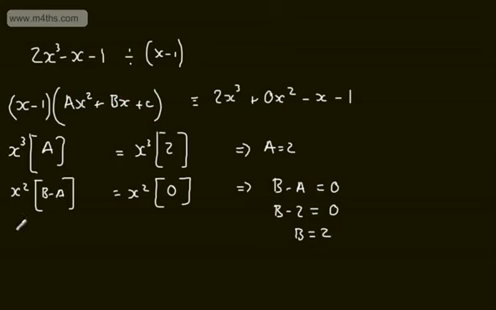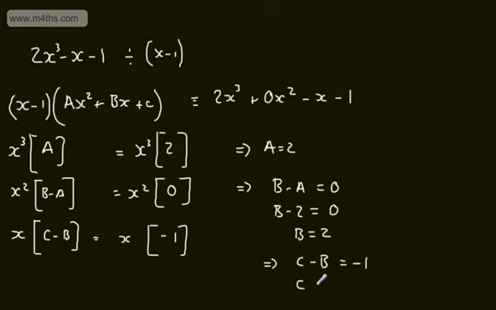Okay, let's look at terms in x. If I look at terms in x, I'm going to get cx minus bx, so that's c minus b. And terms in x on the right hand side, be careful with this, this is minus 1. So we've got minus 1x. So we can see from here, and we'll write it here, that c minus b will be equal to minus 1. So c minus the 2, c minus 2, is equal to the value of minus 1. So we can see that c is equal to 1.